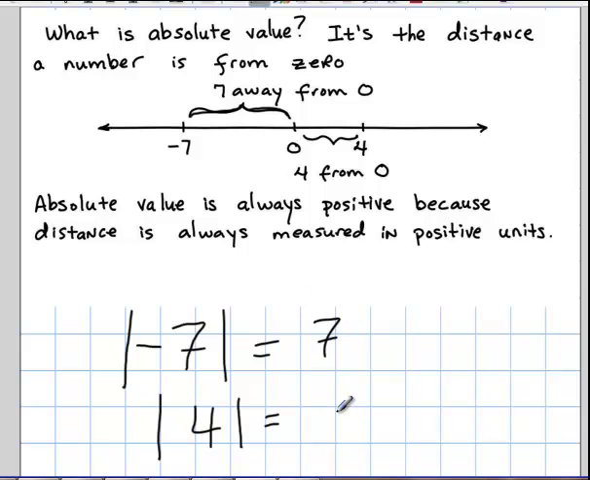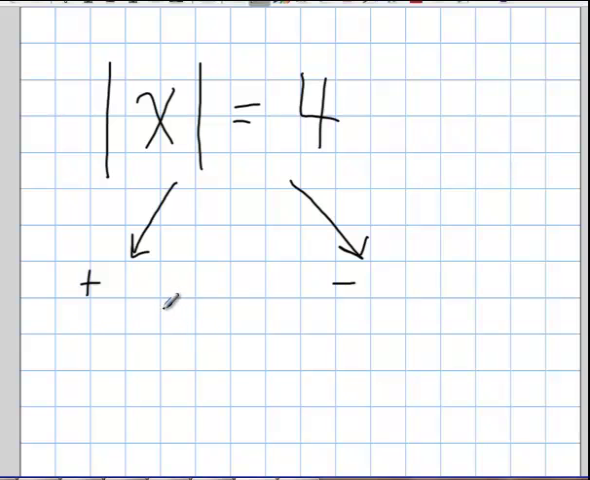And same thing with 4, we're 4 units away. So the easy way to remember it is that distance is always measured in positive units. Therefore, whatever's inside the absolute value is always positive. So that's just a quick refresher. Let's actually look at how to solve absolute value equations.